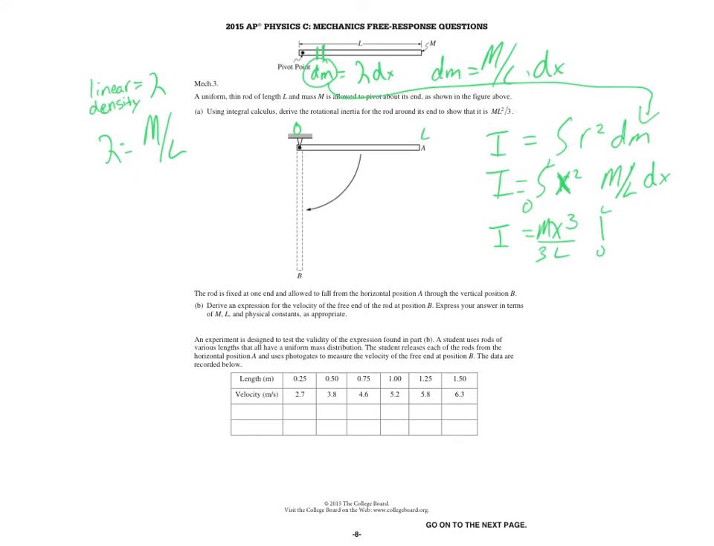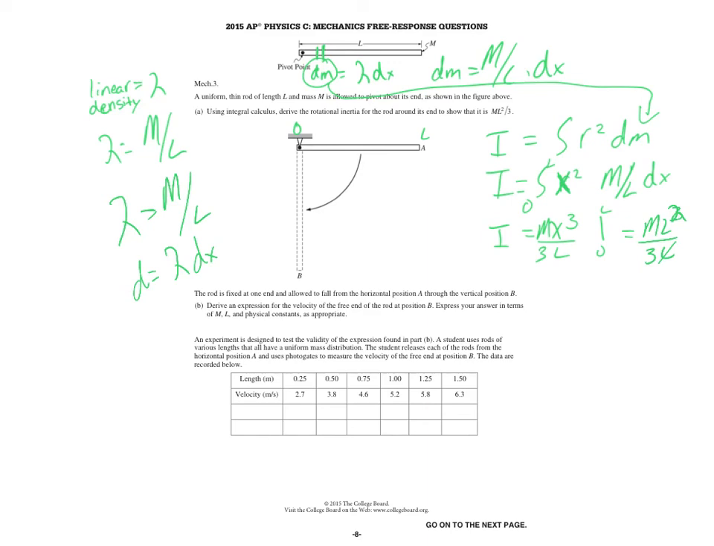Sorry, I forgot how to integrate for a second. So mx cubed over 3L, evaluated from 0 to L. And notice this ends up being ml cubed over 3L. The L cancels, becomes a squared, and you're left with ml squared divided by 3. Okay, that's come up a few times, but this lambda equaling mass over length, and then dm equaling lambda dx, or dr as the case may be, gives you the value that you're looking for.